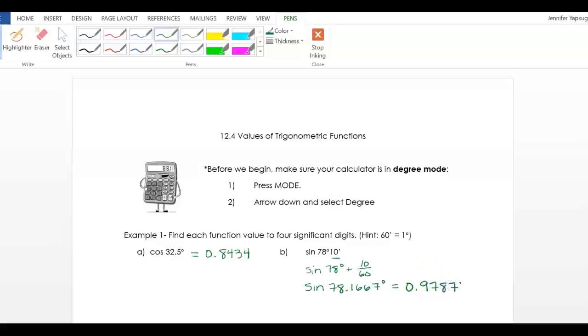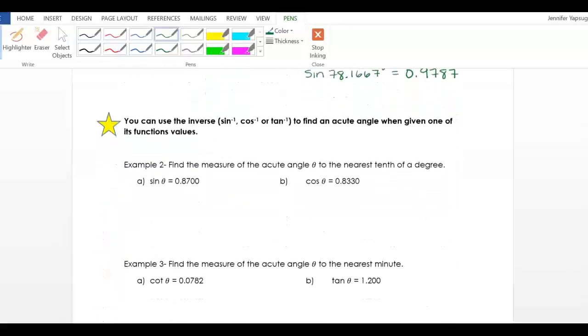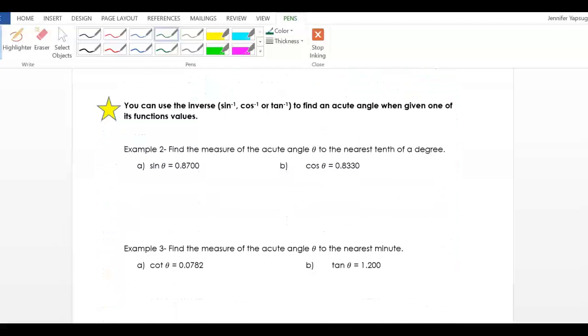And that's it. All right, let's take a look at our second example, and I put a little star here because this is really important to remember, that you can use the inverse, which is sine to the -1 power, but that just means the inverse of sine, the inverse of cosine, or the inverse of tangent, to find an acute angle when given one of its function values. What that means is we are given the trig value, but we need to find the angle. In the past, we were given the angle and we were finding this number, so we're just doing the opposite. We're going to do this to find it to the nearest tenth of a degree.